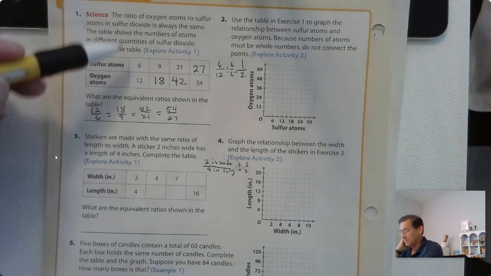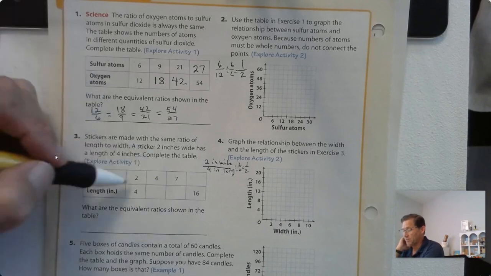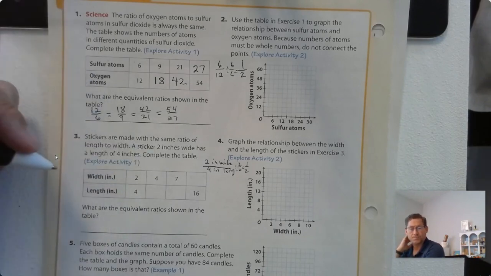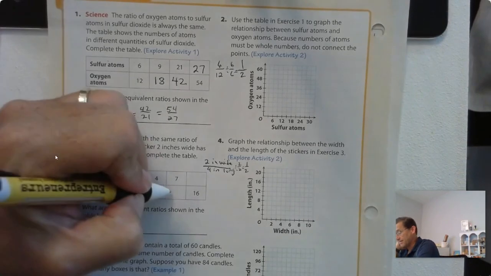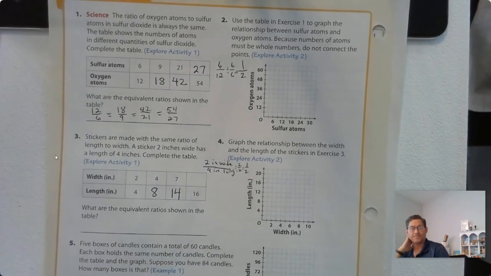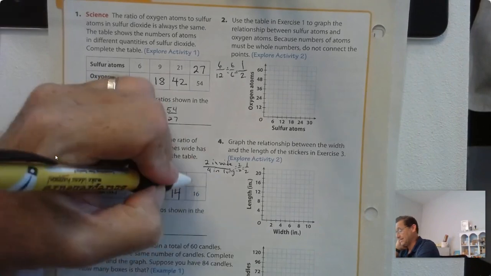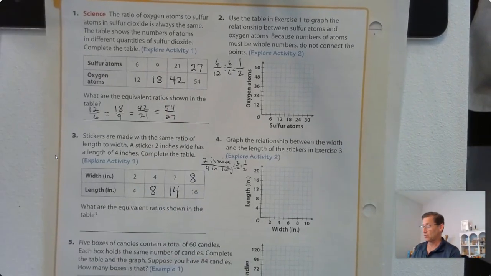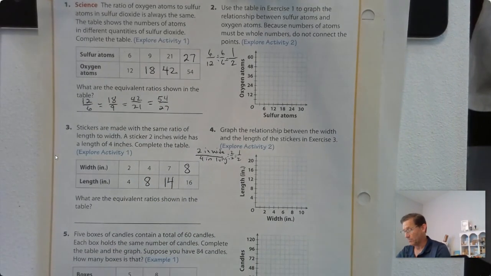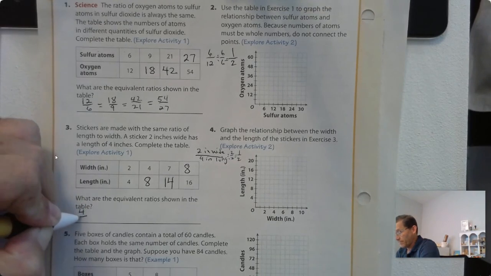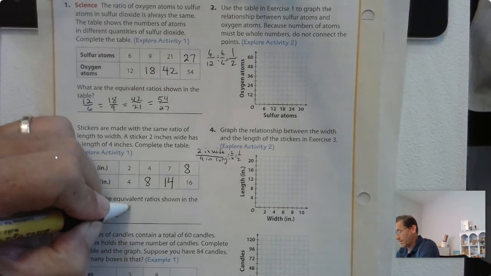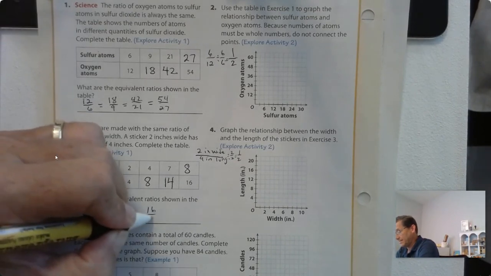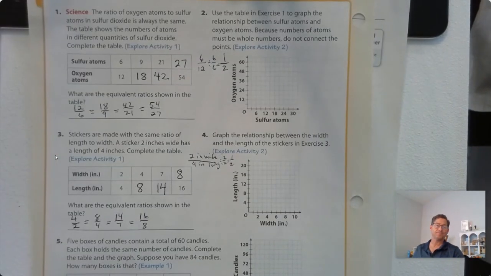So basically, same as the sulfur atoms and oxygen atoms, we're going to multiply the width by 2. So 4 times 2, 8. 7 times 2, 14. Half of 16 is 8. So what are the equivalent ratios shown in the table? Well, 4 to 2, 8 to 4, 14 to 7, 16 to 8.